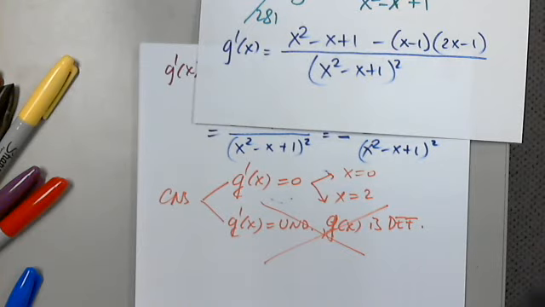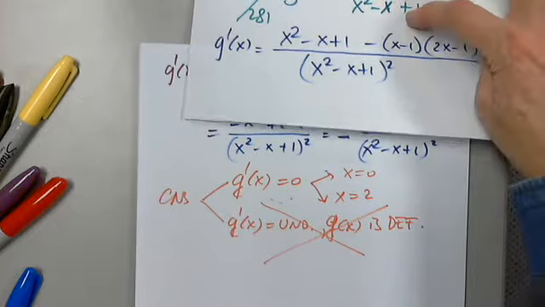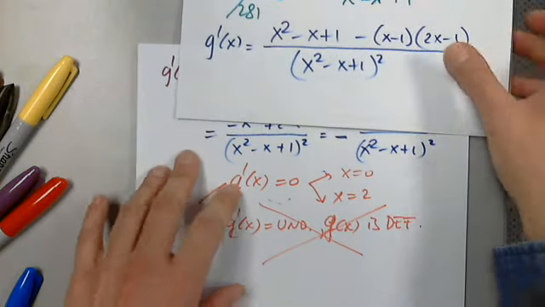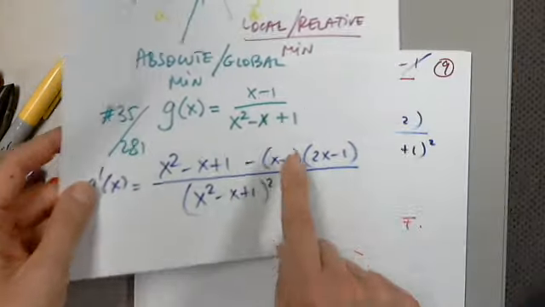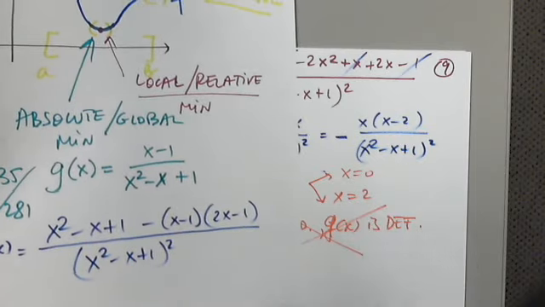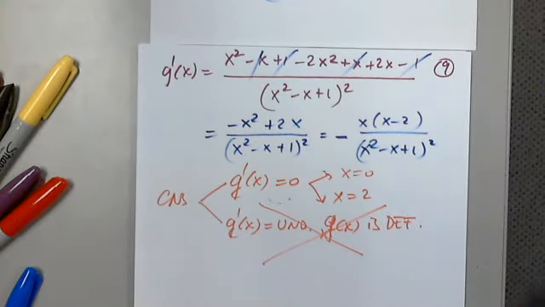First of all, they're always defined, both of them, because x squared minus x plus 1 is never 0. But since the denominator is the same on g and on g prime, if g prime would be undefined, so would be g. So it wouldn't make any difference.